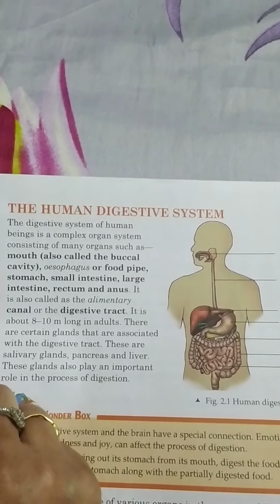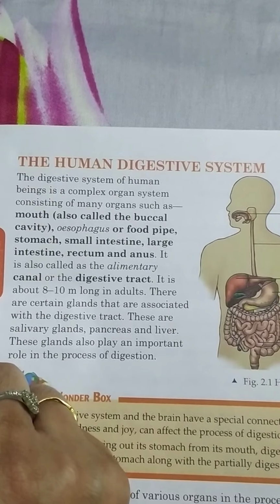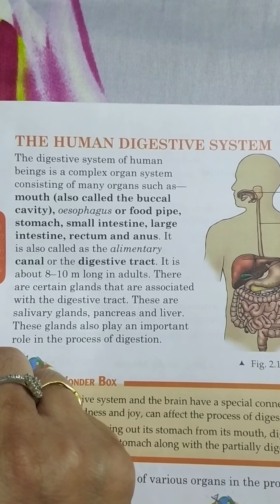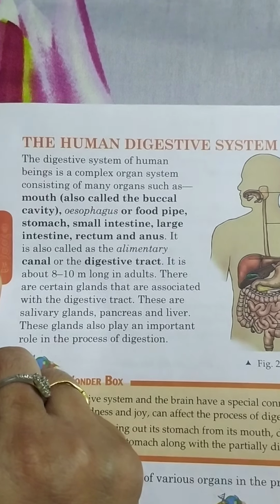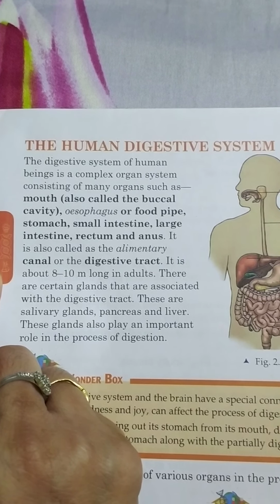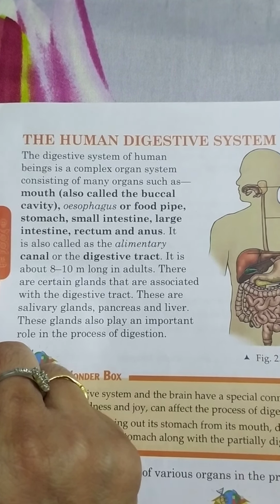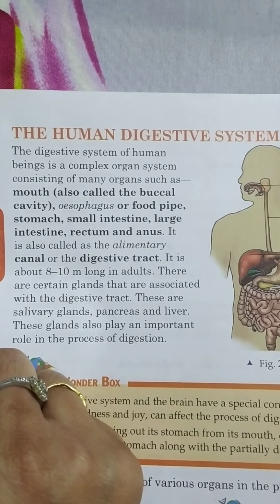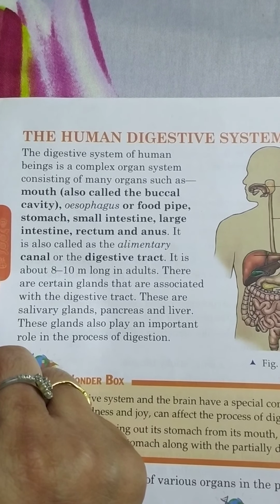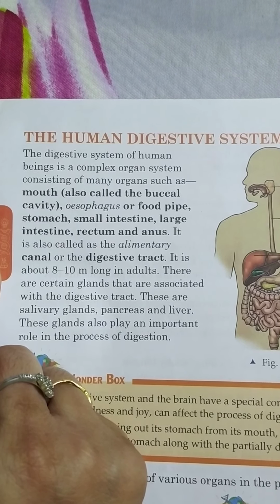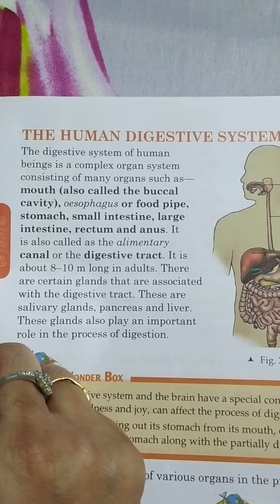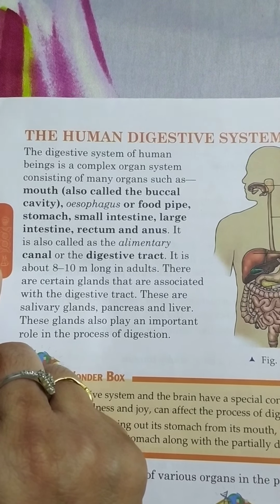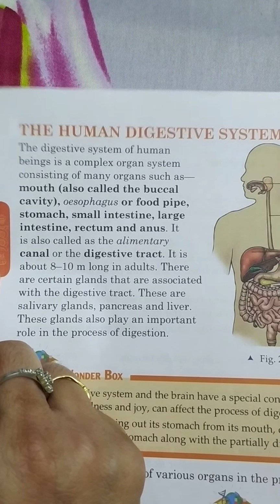So next, the human digestive system. We have already done that: in the human digestive system, digestion takes place from the mouth. In the mouth there are saliva, tongue and teeth, and then food goes to the esophagus, then stomach, then small intestine, and then large intestine. Mouth is also called the buccal cavity. The buccal cavity is followed by the esophagus, stomach and other parts, which together are called the alimentary canal.